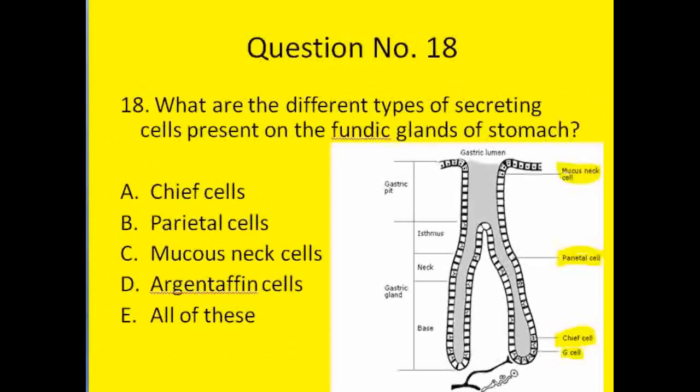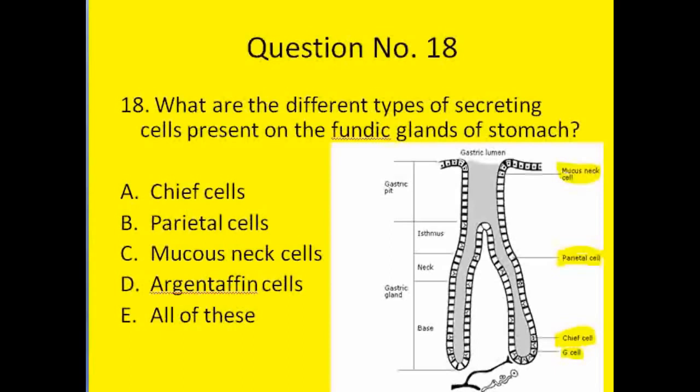Question number 18. They have given the diagram also. What are the different types of secreting cells present in the fundic gland of the stomach? Previously we saw the three types of glands in the stomach: cardiac, pyloric and fundic. Now the question is about the secreting cells in the fundic gland. The options: first, chief cells; second, parietal cells; third, mucus neck cells; and fourth, argentaffin cells. Option E is all of these.